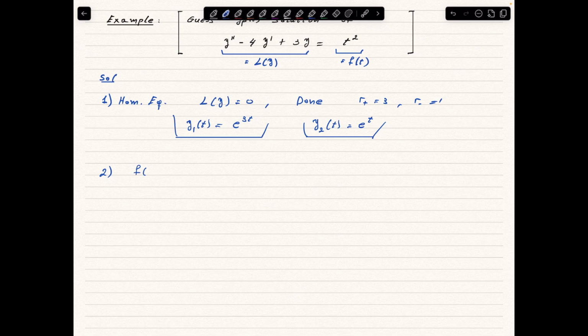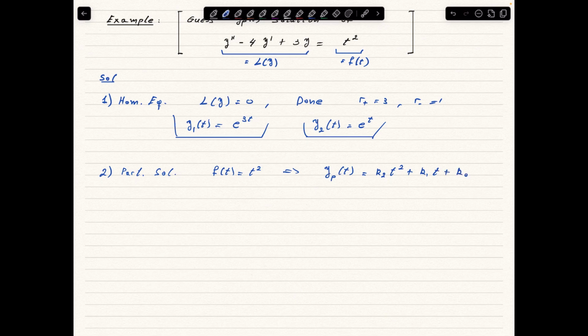Now, the second part is, let's go to the particular solution. In this case, f of t is t squared. So that means that we should guess yp should be the whole polynomial that starts with power 2 until power 0. So it should be k2 t squared plus k1t plus k0.